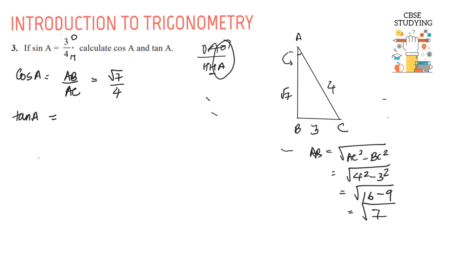Opposite by adjacent. Which side is opposite to angle A? BC. Which side is adjacent to angle A? AB. So what is the measurement of BC? 3. And what is the measurement of AB? It is root 7. So answers are root 7 by 4 and 3 by root 7. Simple.